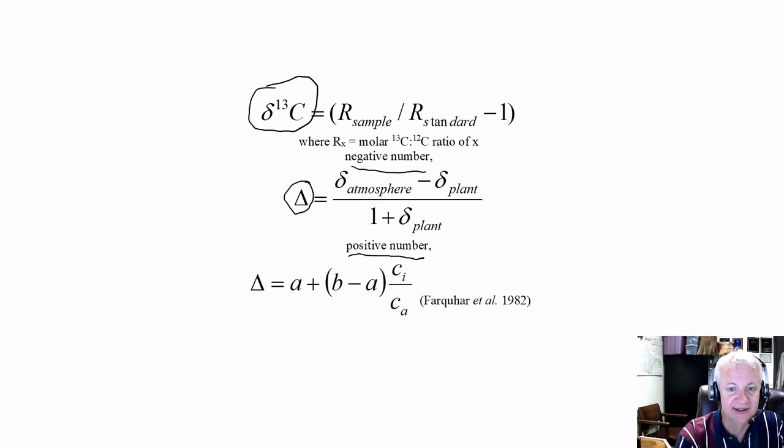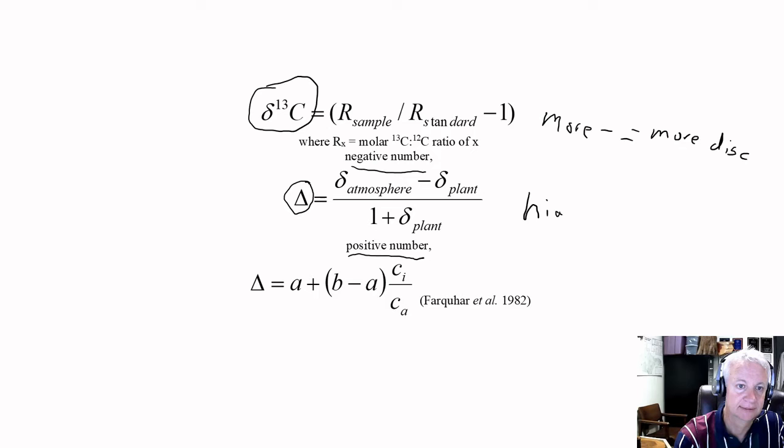So for little delta, more negative equals more discrimination against 13C. With big delta, higher positive numbers equals more discrimination. Okay, so that's a key thing to remember as you're looking at these variables, is those facts.